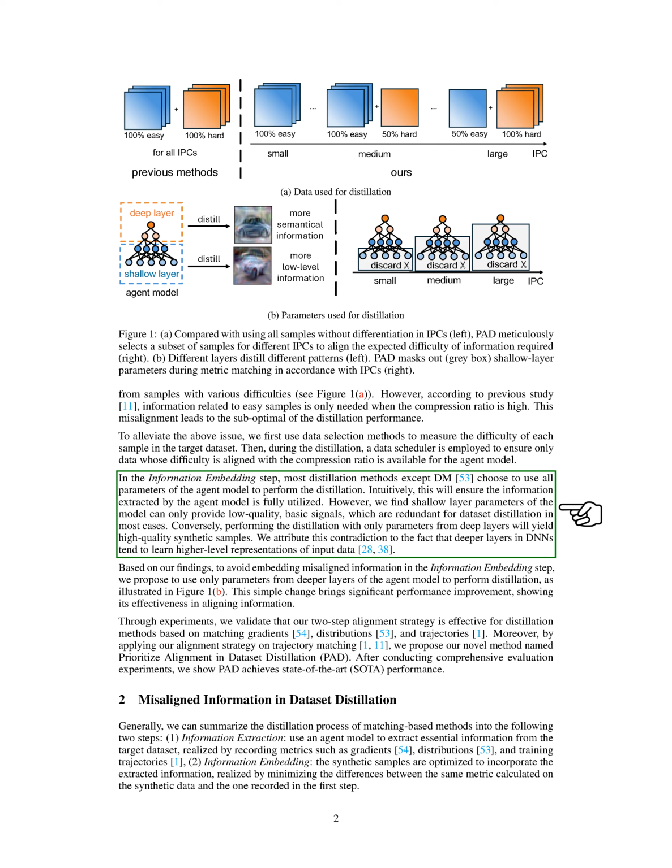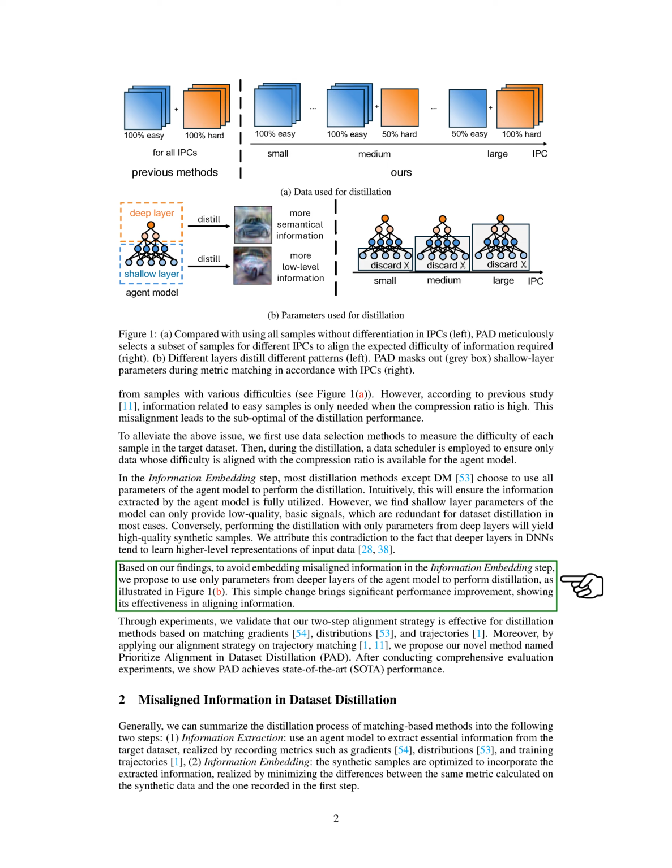Instead, using only parameters from deeper layers yields higher quality synthetic samples, as deeper layers capture more complex representations of the data. Based on our findings, we suggest using only the deeper layer parameters during the information embedding step to avoid misalignment. This adjustment significantly enhances performance, demonstrating its effectiveness in aligning information.